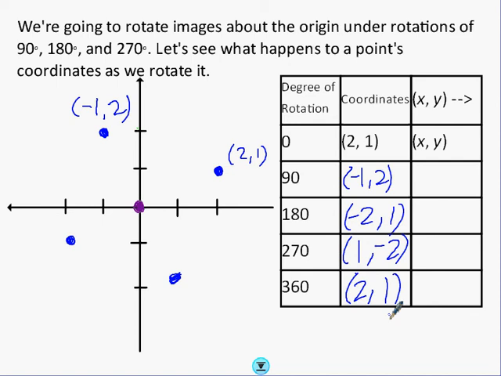So the important thing to see with each step is that the x and the y always trade places for every 90 degrees. And then the other thing to keep in mind is just pay attention to which quadrant you're going to be in after the rotation. That's going to tell you which one needs to be positive and which one needs to be negative.